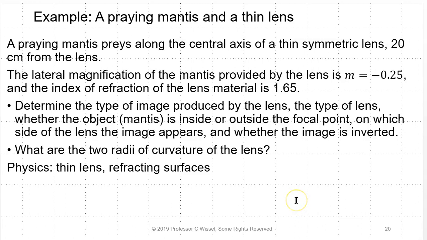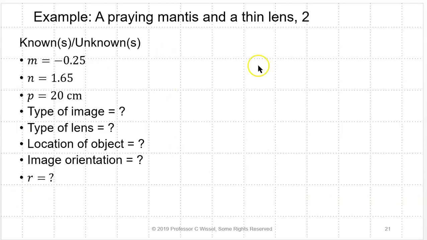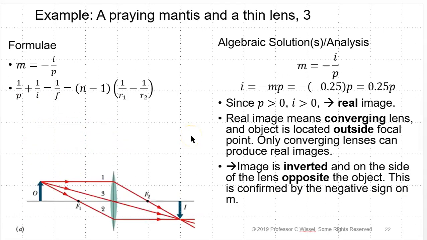Now, the physics of this is, of course, thin lenses and refracting surfaces. It's kind of a long problem. So the first thing you want to do is write down the knowns and unknowns, paying particular attention to the signs, because the sign conventions are the devil in the details. Okay, m is minus 0.25, n is 1.65, p is 20 centimeters, and we need the type of image, type of lens, location of object, image orientation, and R. At this point, you start looking for formulas.